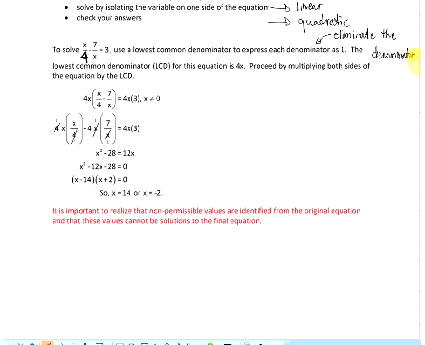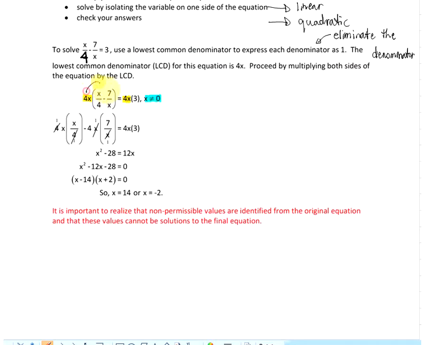And we are going to proceed by multiplying both sides of the equation by the LCD. Okay, so you can see we have a 4x on the left and a 4x on the right. And also what you can see is that we've identified our non-permissible value as x can't be equal to 0.